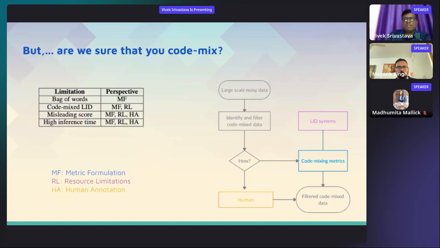So let's say there is a setup where you have large-scale noisy data and you want to filter code-mixed data from there.